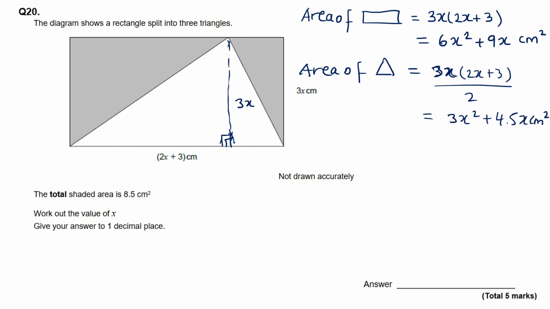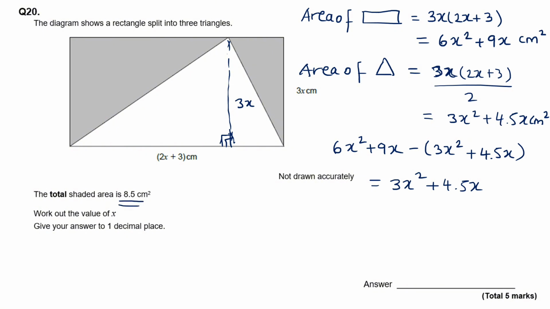So when I take them away, it's going to give me the shaded area, and that I can equate to 8.5. So 6x squared plus 9x, take away, I'm going to write this down inside the bracket just in case. I don't want to make mistakes with the positives and negatives. So this gives me 3x squared. So 9x take away 4.5x is going to be 4.5x. And what we're saying is this is the shaded area, by the way. We took away the triangle. And in our question, it said the total shaded area is 8.5. So this is 8.5. So they want 1 dp.